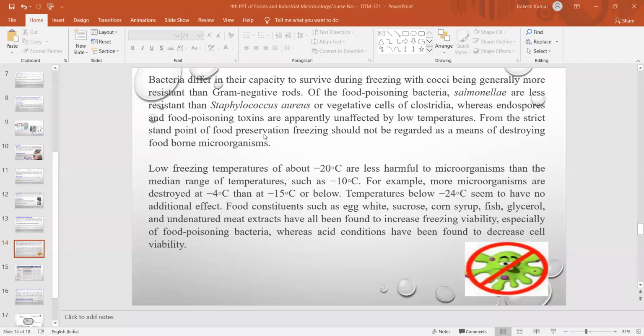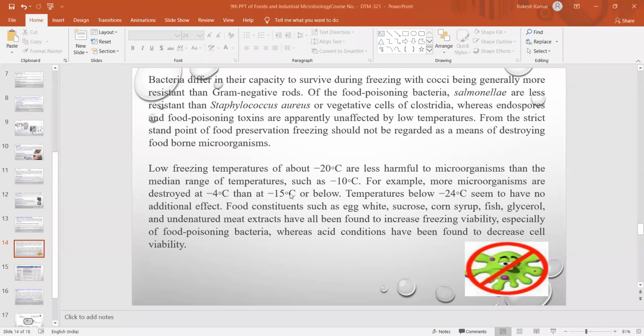So freezing is not for destroying, it is just for delaying or preventing the growth and activity of different kinds of microbes. Low freezing temperature, about -20 degrees centigrade, is less harmful to microorganisms than the medium range of temperature, such as -10 degrees centigrade. For example, more microorganisms are destroyed at -4 degrees centigrade than -15 degrees centigrade.